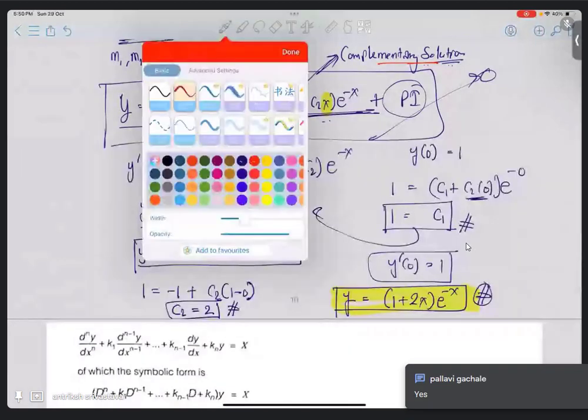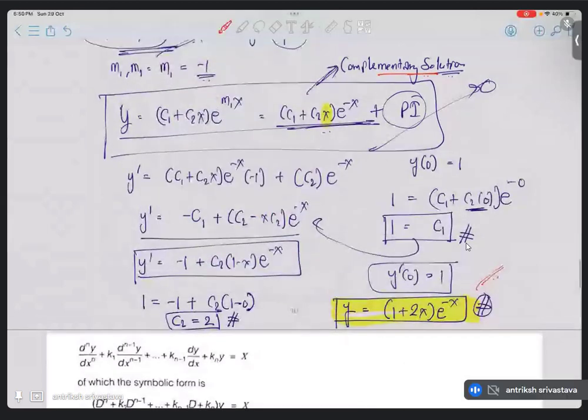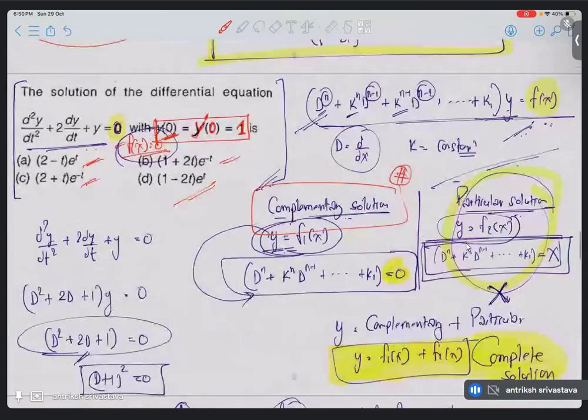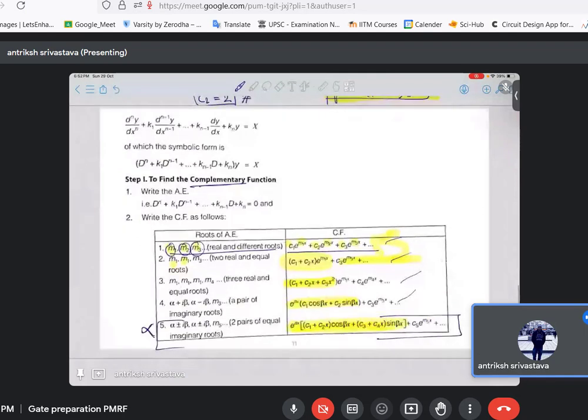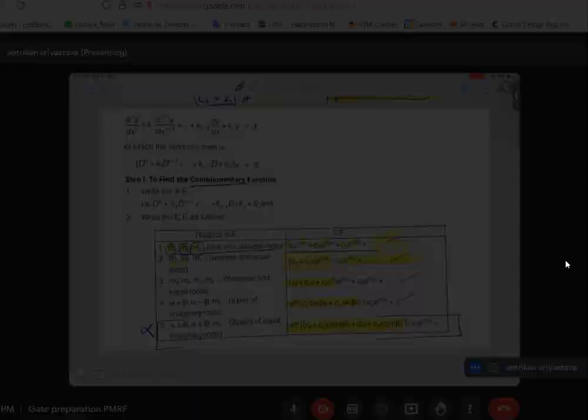So we obtained this expression y equal to (1 plus 2x) into e power minus x. So we just write it as (1 plus 2t) e power minus t. So this is the expression, that is, the second option is correct. You can take a screenshot now itself. Let me just briefly show you.